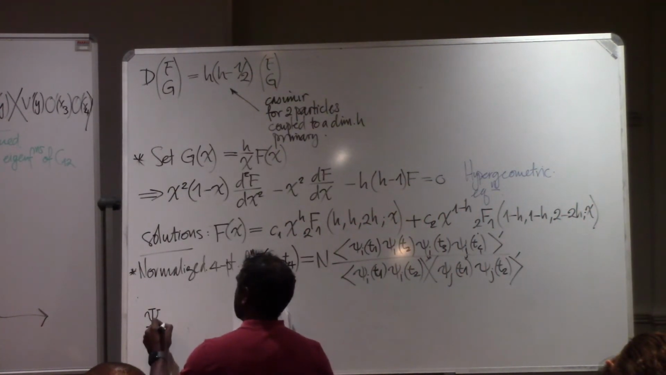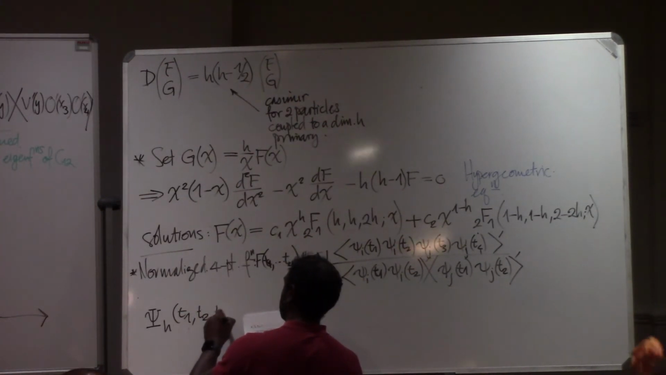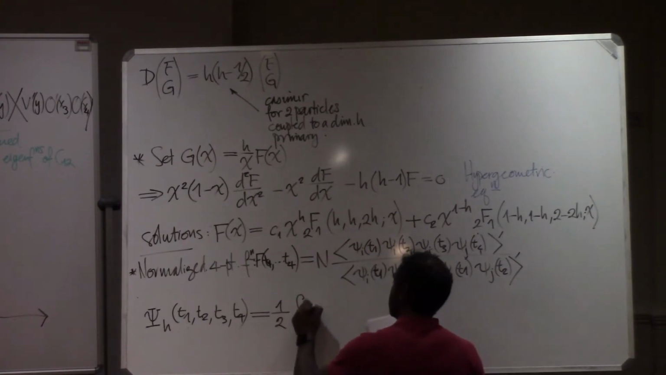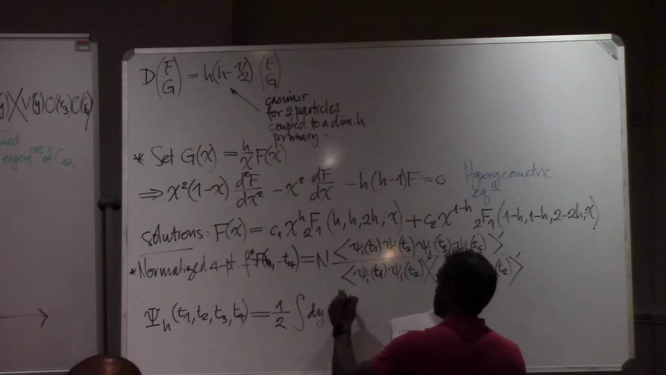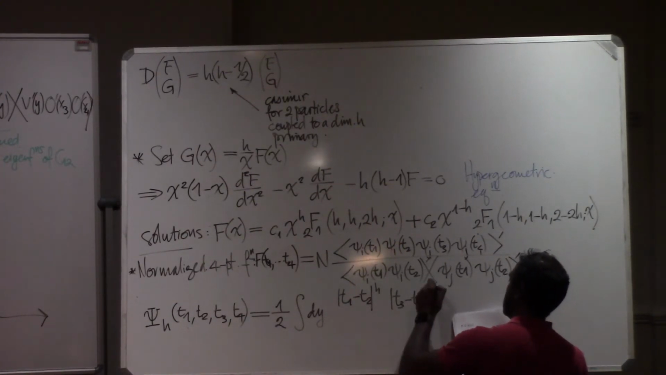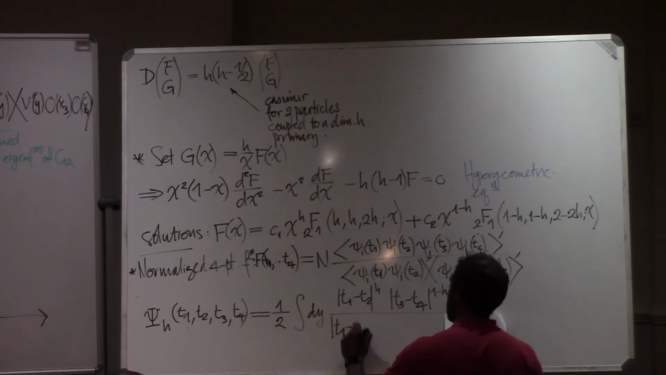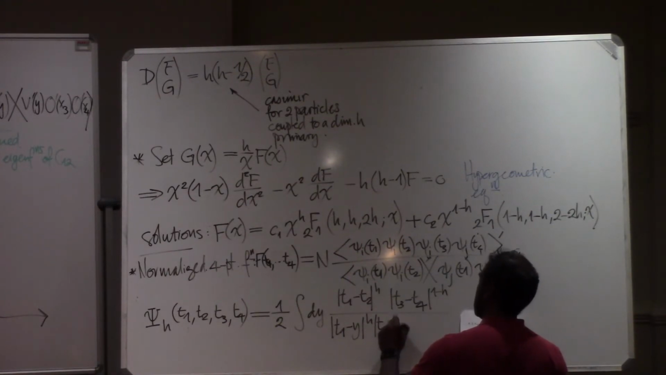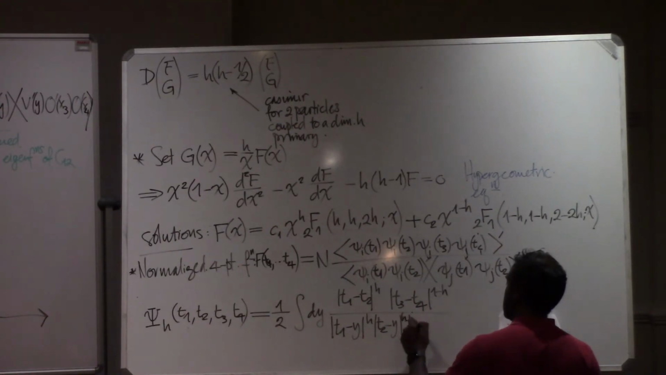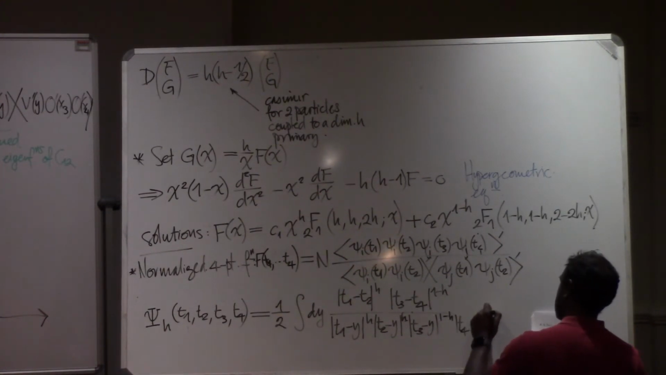So once you do, the contribution to the 4-point function is half of the integral over y of |t1 − t2|^h |t3 − t4|^(1−h) divided by |t1 − y|^h |t2 − y|^(1−h) |t3 − y|^h |t4 − y|^(1−h).